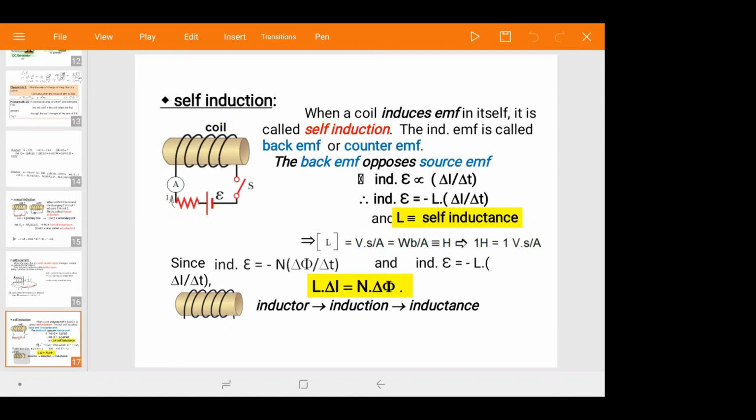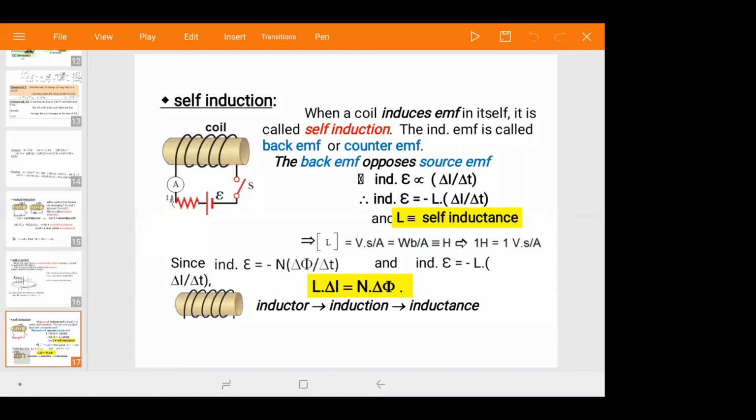So the constant of proportionality, as you see here, is L. That means how much voltage the coil can induce in itself. It depends on the nature and the type of the coil. This constant of proportionality is given the symbol L in almost all physics books and is called self-inductance. Now you have 3 words. The process of inducing current is called induction. The coil itself is called inductor. And the constant of proportionality is called self-inductance.